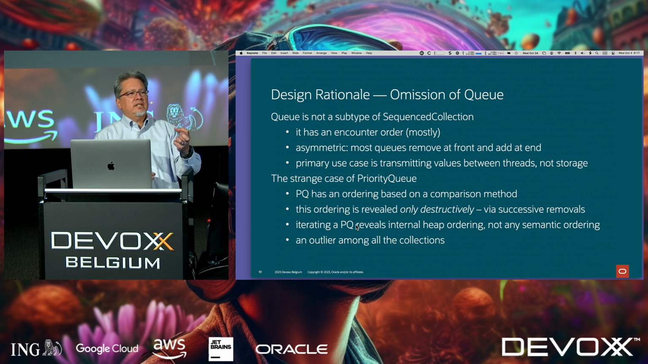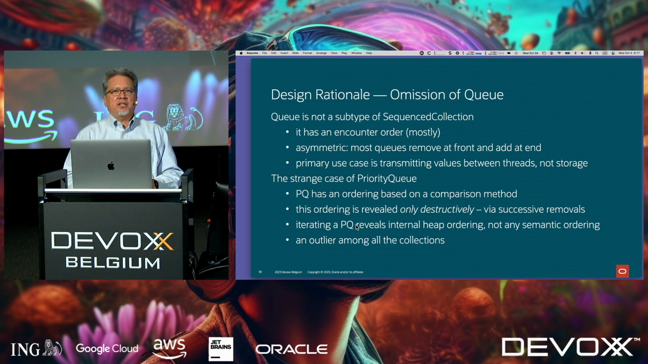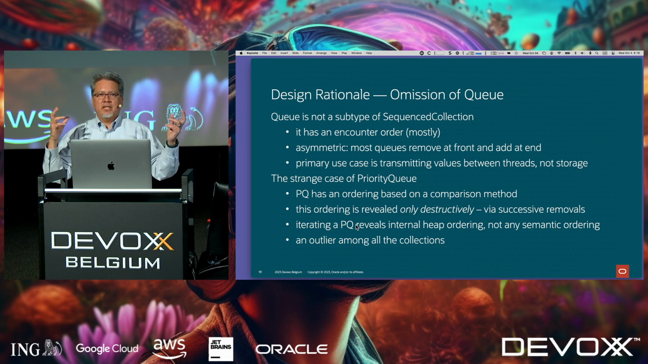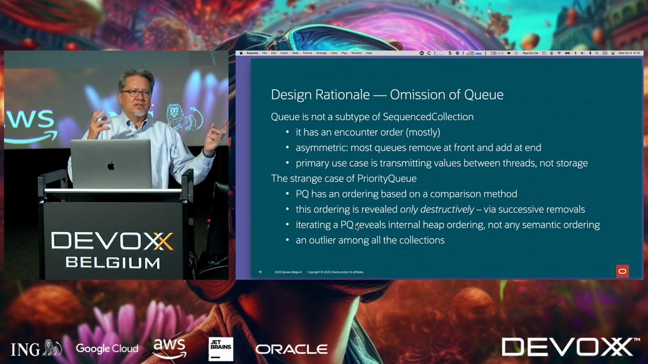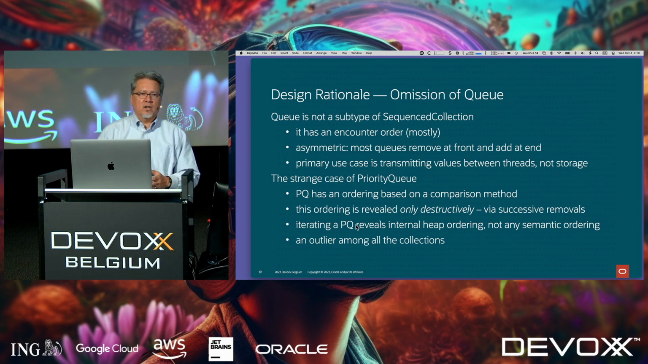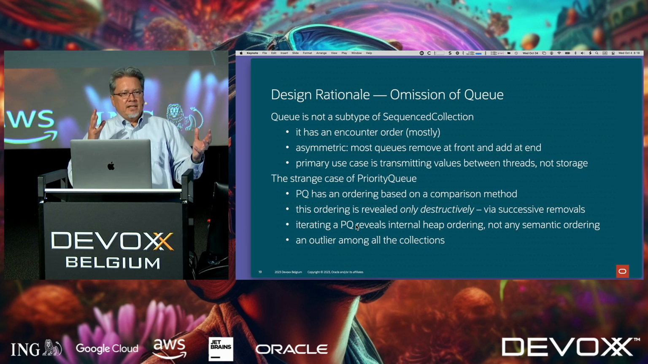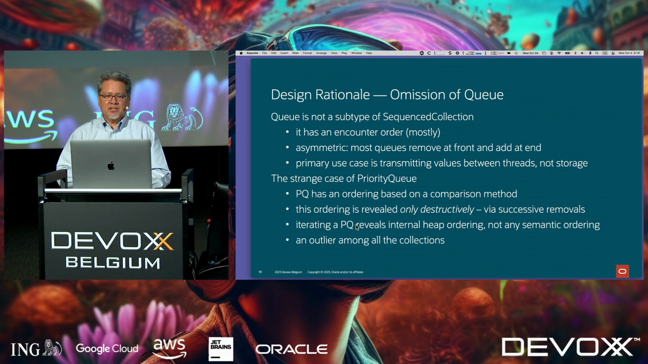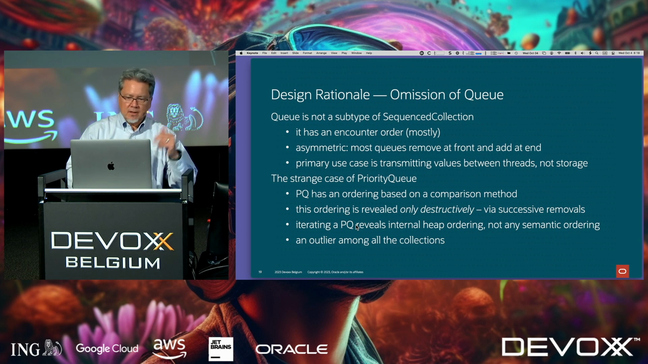And so you only get the elements out in order if you actually remove them. If you iterate a priority queue, you actually get them in a different order. You get a different order based on the internal heap structure in this array. And so this is a constant source of bug reports where people throw things into a priority queue and they iterate it, and hey, it's not working. It's like, well, that's the way priority queue works. And so really, the notion of encounter order that priority queue has is rather strange. And so it just didn't fit with sequence collection, so left it out.